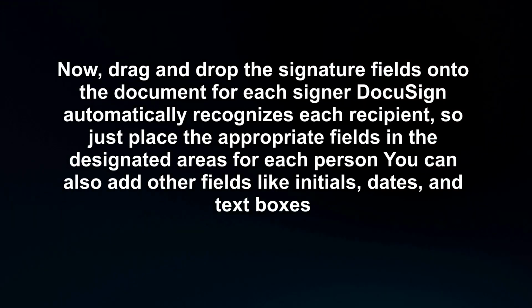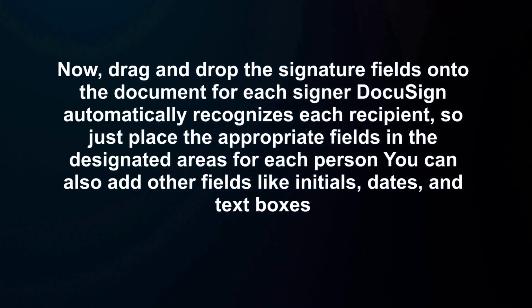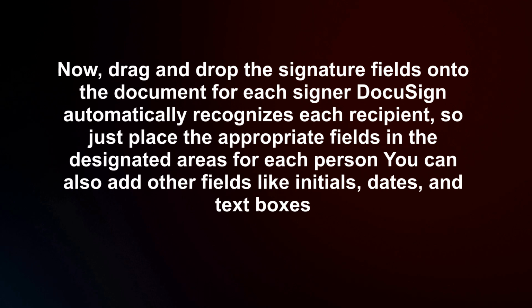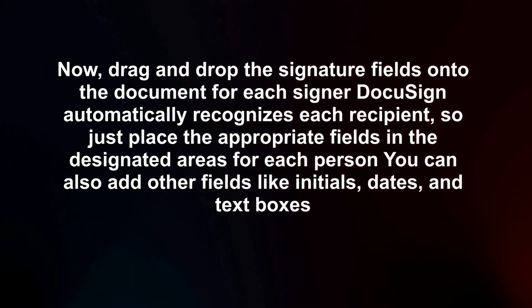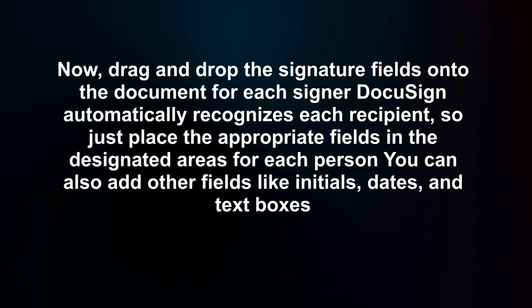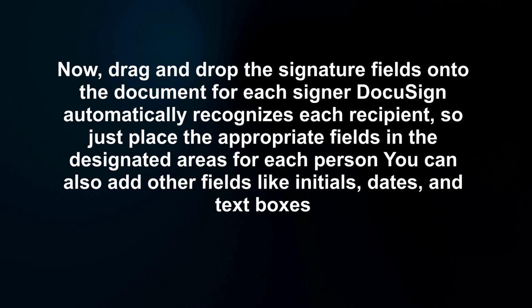Now, drag and drop the signature fields onto the document for each signer. Docusign automatically recognizes each recipient, so just place the appropriate fields in the designated areas for each person. You can also add other fields like initials, dates, and text boxes.